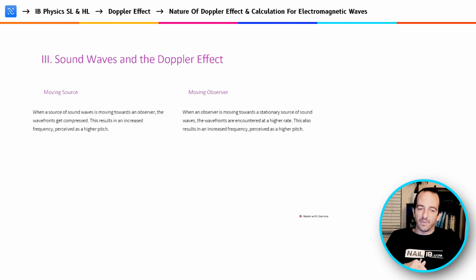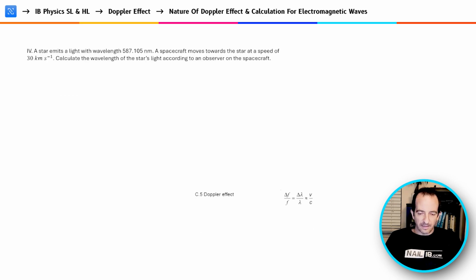Sound waves will get more into depth of the calculations, but what I wanted you to recognize is that the same effect will take place. If you're moving towards the source of sound waves, you'll still observe or hear a higher frequency than the actual waves which are being emitted. And let's get started with a couple of calculations. I will turn on the calculator, and we are good to go.